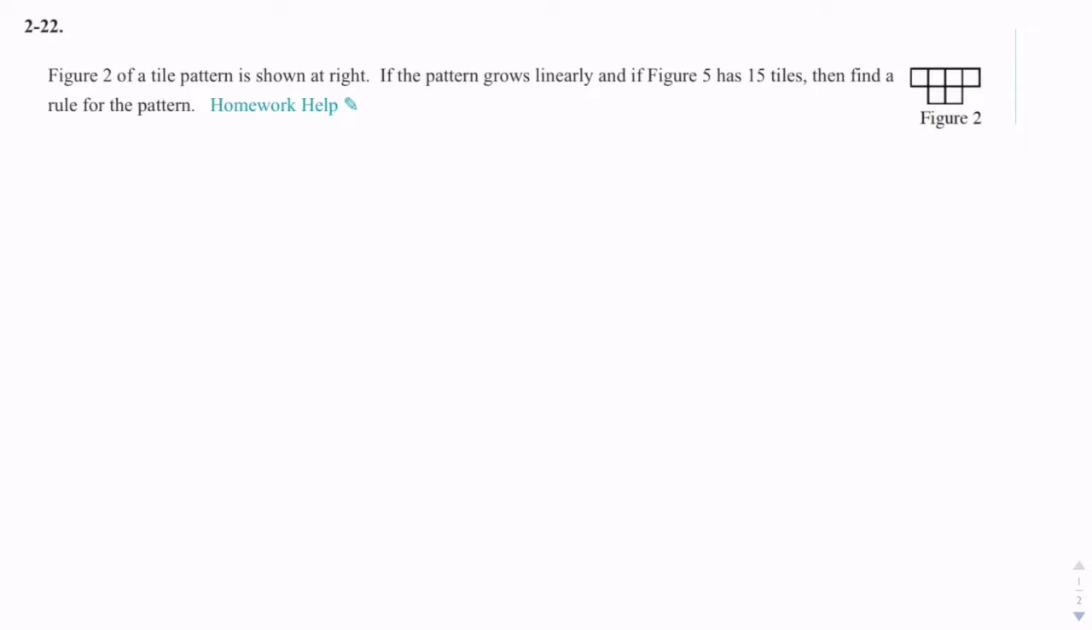Okay, for 22, they're giving us figure 2 of a tile pattern, and they're saying that the pattern grows linearly. And that means that it follows the form y equals mx plus b. That's what they're saying there. And then it says if figure 5 has 15 tiles, then find a rule for the pattern.